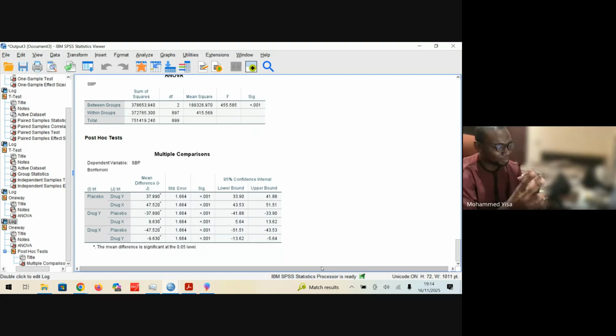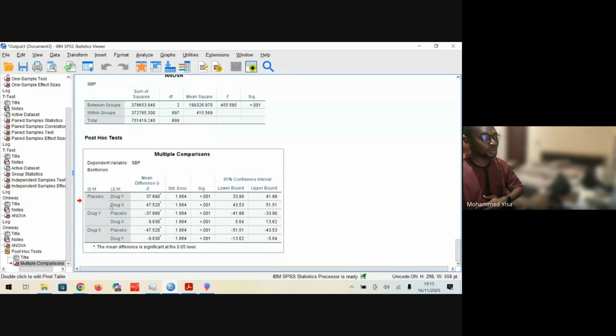So when the p-value is less, it means that the mean blood pressure between these three groups is not the same. So they are not the same, but which one is bigger than which? Is the difference between placebo and drug Y, or between placebo and drug X, or between drug X and drug Y? That's why we did the Bonferroni test. And it has told us that actually the three groups are completely different from each other, if you look at this table.